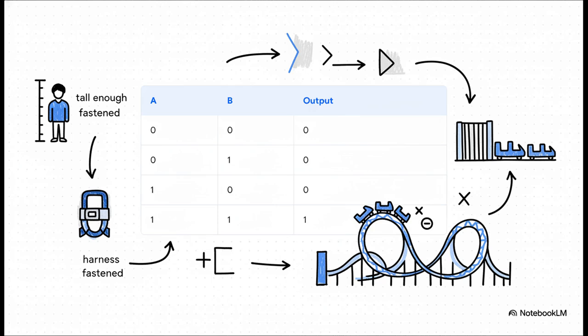Notice how this grid mathematically plots out that exact roller coaster rule we talked about earlier. We've got our inputs, A and B. Let's say A is being tall enough and B is the harness being fastened. Take a look at that output column. The output is a 1, meaning true, only in that very last row where both A and B are 1. In every other scenario, because one or both conditions fail, the output is just a big fat 0.